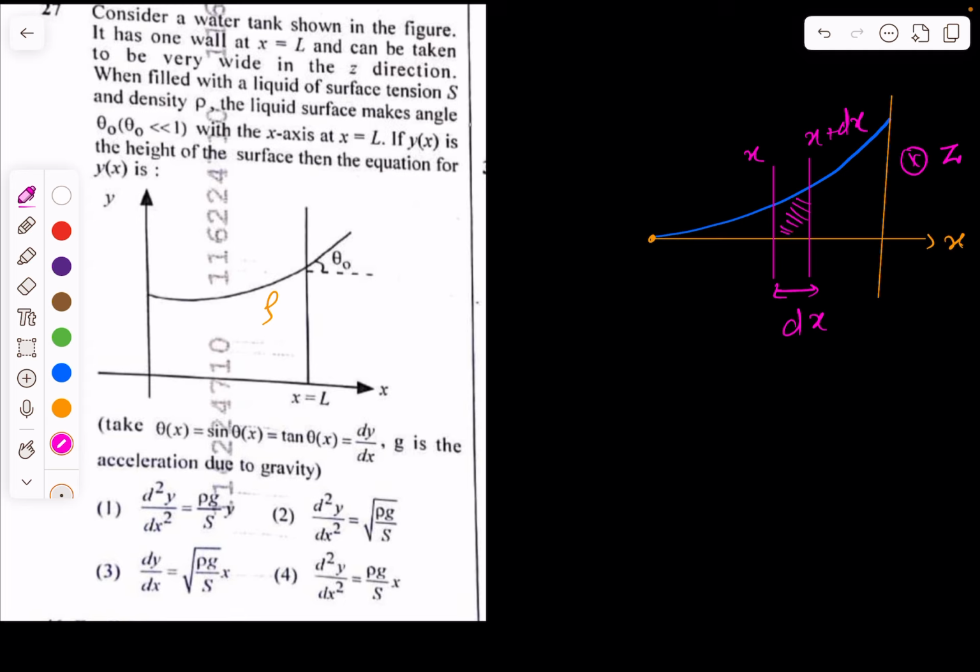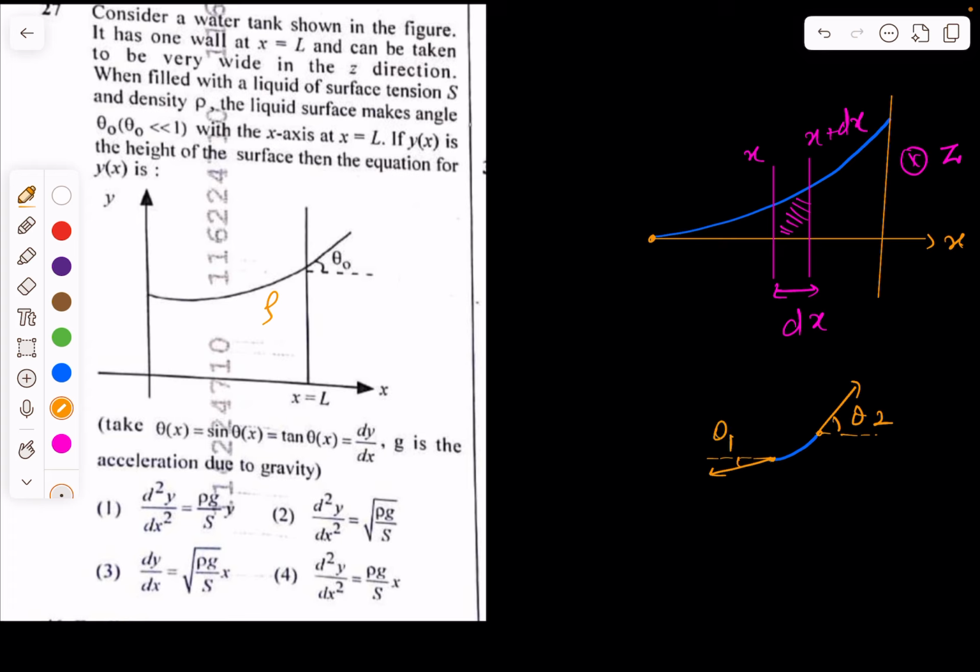Now this volume will be supported, this weight of the volume will be supported by the force of surface tension. So if we draw the surface, there will be two forces of surface tension. One will be acting like this, another one will be acting like this. Let us say the angle here is theta 2 and the angle to the left is theta 1.